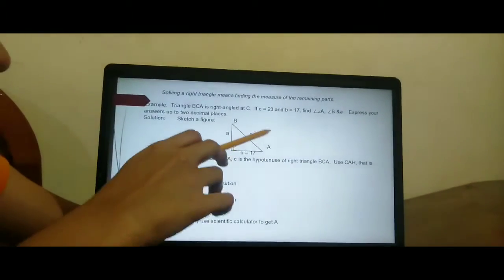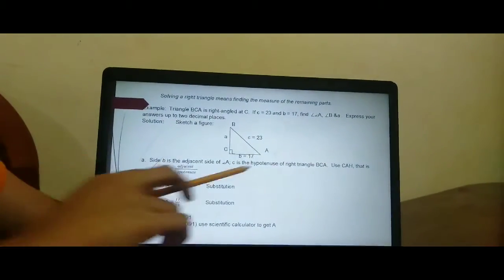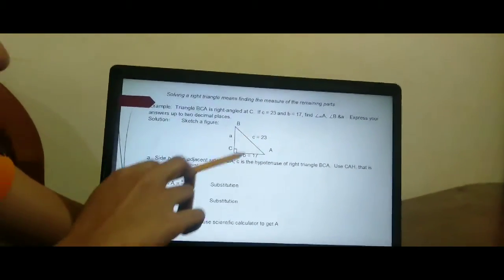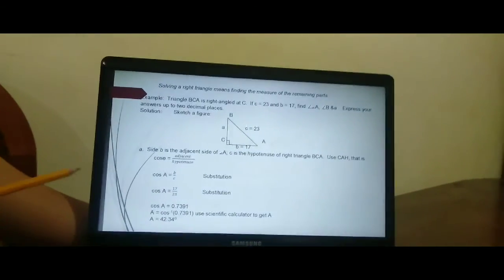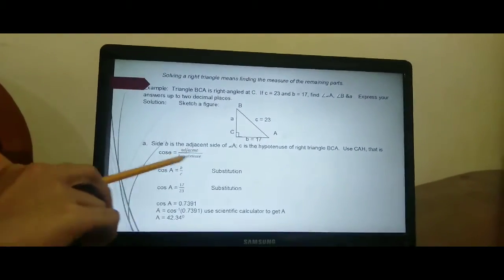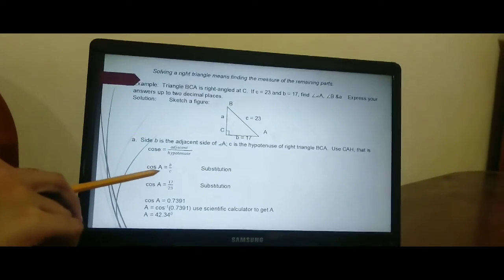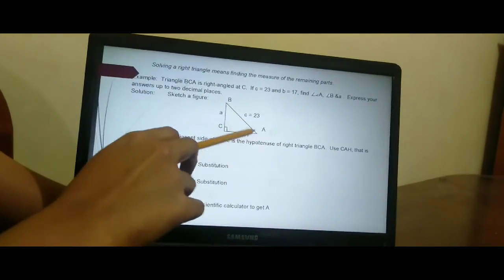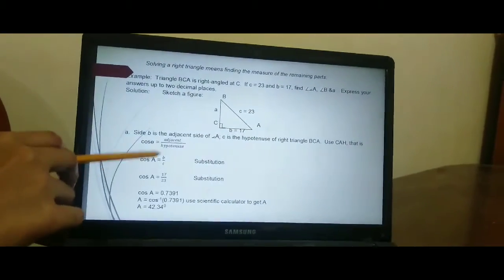So, atong gamiton ang mga known nga parts, mga given. So, we will have to use the cosine. Cosine is equal to adjacent over hypotenuse. Cos A, so that is our angle A, is equal to B over C.